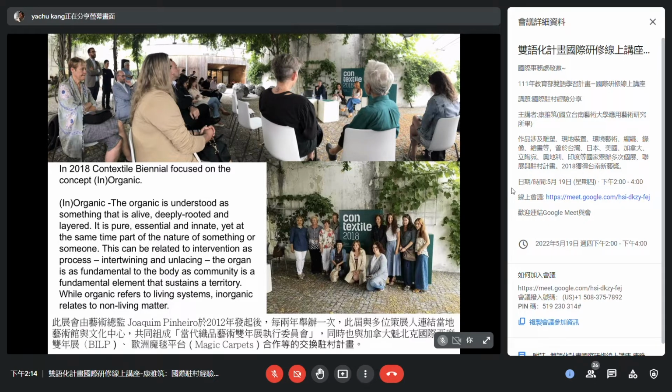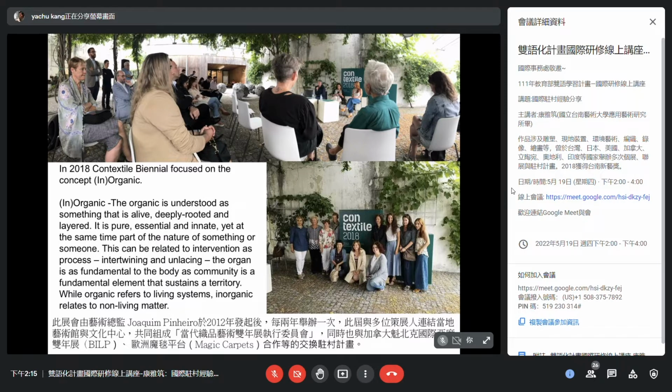So the organic is understood as something that is alive, deeply rooted and layered. It is pure, essential, and innate, yet at the same time part of the nature of something or someone. This can be related to intervention as process, intertwining and unlacing. The organ is as fundamental to the body as community is a fundamental element that sustains a territory. While organic refers to living systems, inorganic relates to non-living matter.